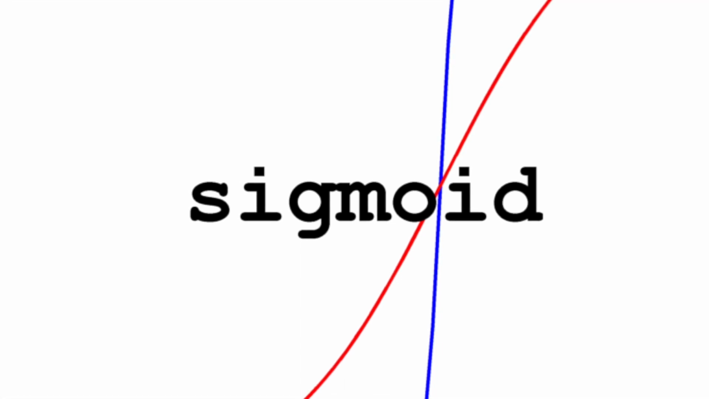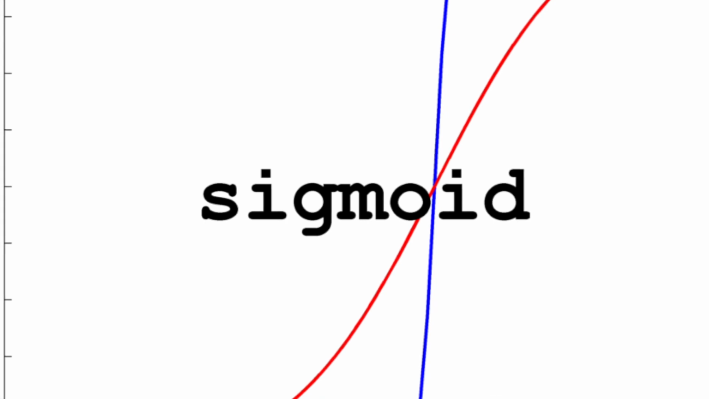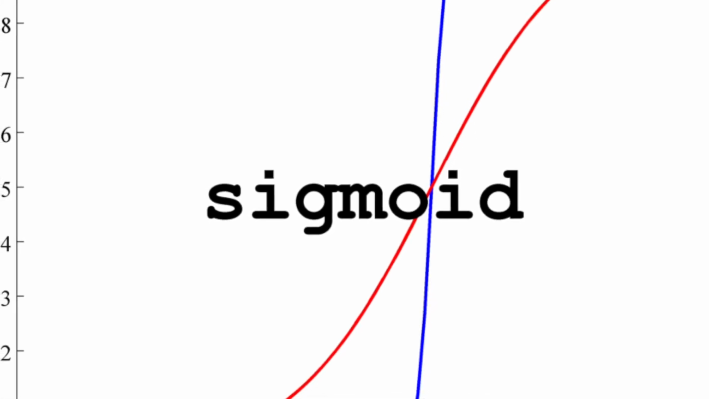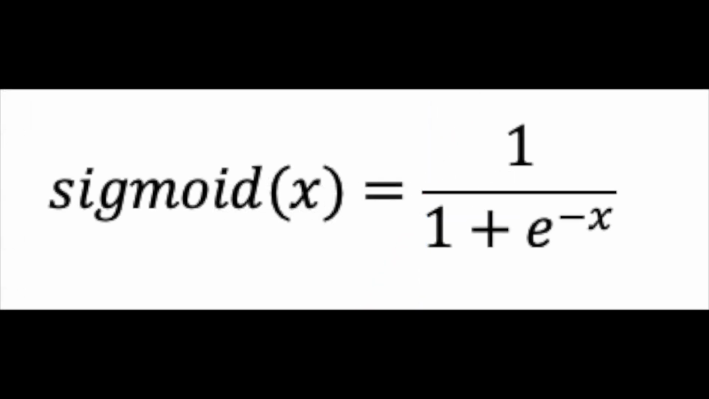Hi, so today we're going to talk about the sigmoid activation function used in machine learning, specifically in artificial neural networks. The mathematical formula for the sigmoid activation function is quite straightforward. Any input x fed into this activation function will always output a value between 0 and 1.